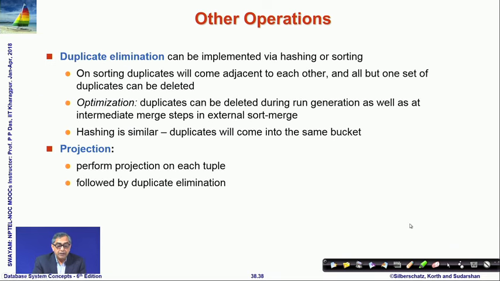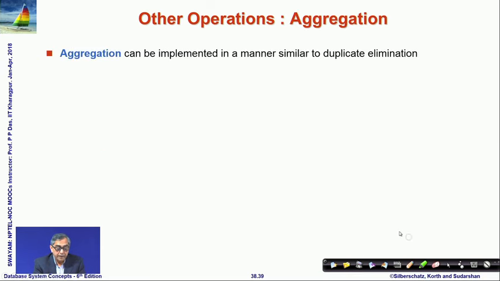Duplicates can be very easily eliminated through sorting. They can be done through hashing also, because if we sort, they will come consecutively after the sort. If we hash, then they will necessarily hash to the same value, which makes it easier to check whether they are identical or not. Whenever we are doing projection, we can project on each tuple, and then perform a duplicate elimination to actually get to the final result.